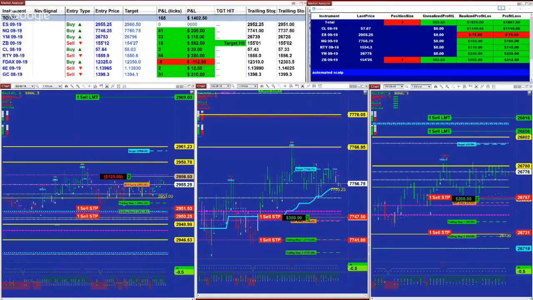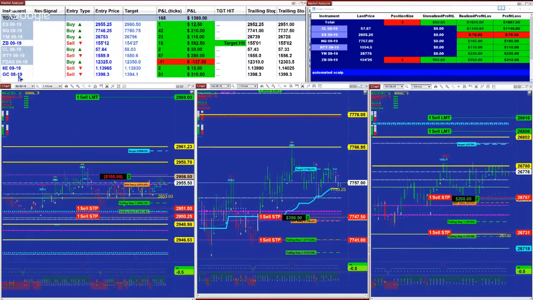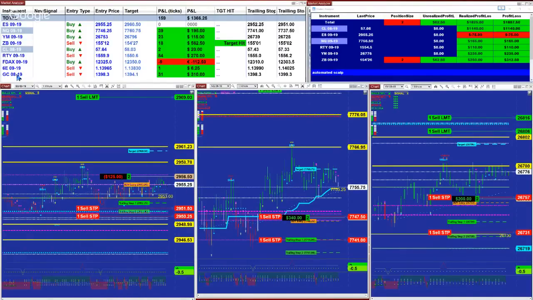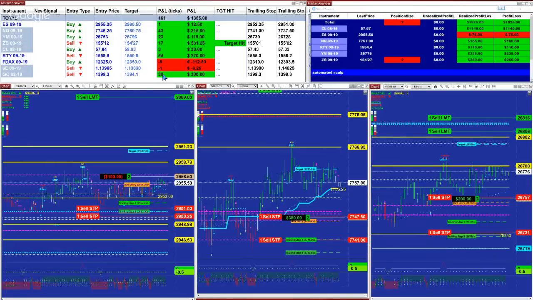If you remember, we had a call on the gold. When did we call the gold? 15 minutes ago, and it already hit 30 ticks on the gold from the last entry signal. Did any of you guys take that gold?